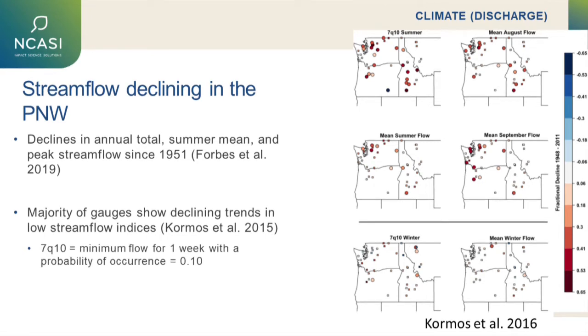This figure is showing you results from Kormos and others in 2016, where they're looking, in the top four panels, at four different metrics of essentially low flow. Those are using mean August flow, mean September flow, mean summer flow, and also an index they're calling the 7Q10, which is minimum flow for 1 week at the probability of 0.1 occurrence. And you can see by the red circles that generally there's a decline in those various summer metrics across the Pacific Northwest. The bottom two panels are showing similar metrics, but for winter, and there you're not seeing those major declines as were observed during the summer streamflow season.